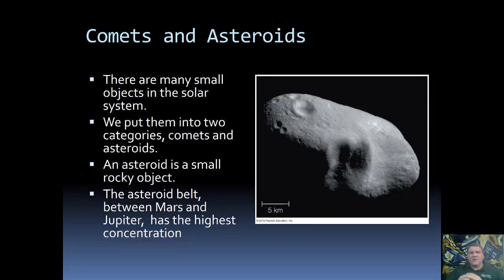Now, as we look throughout the solar system, there aren't just planets, we also have much smaller objects throughout. We can split them into two categories, comets and asteroids. An asteroid is a small and rocky object in the solar system. The highest concentration of asteroids is in the asteroid belt, located between Mars and Jupiter.